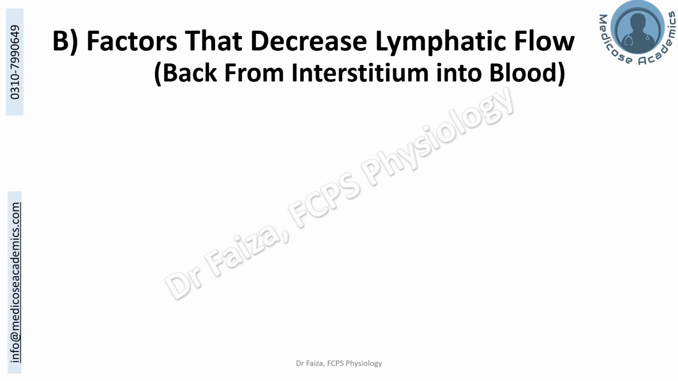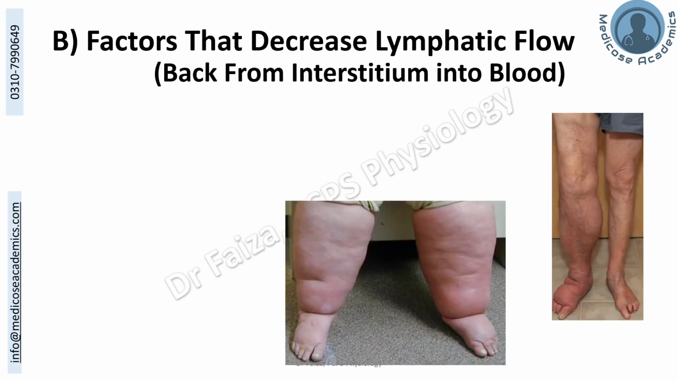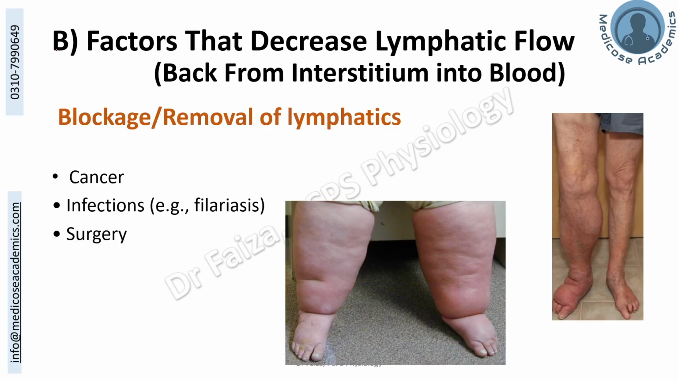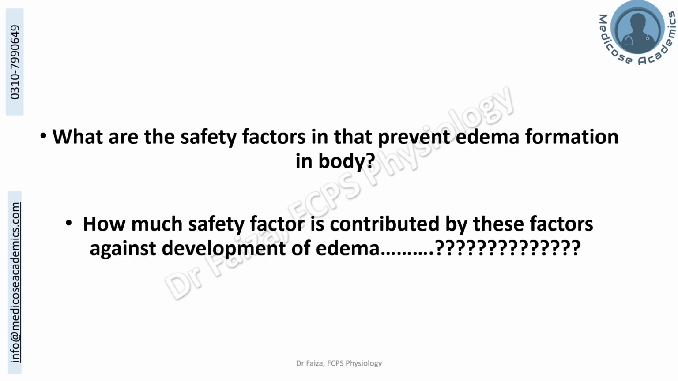So the factors that decrease lymphatic flow can be, for example, blockage or removal of either lymphatic vessels or lymphatic nodes. For example, in case of cancers, infections, like seen in case of filariasis, elephantiasis, the parasitic infection, surgical resection, for example, again in case of tumor. So this was all about the mechanism of edema formation.